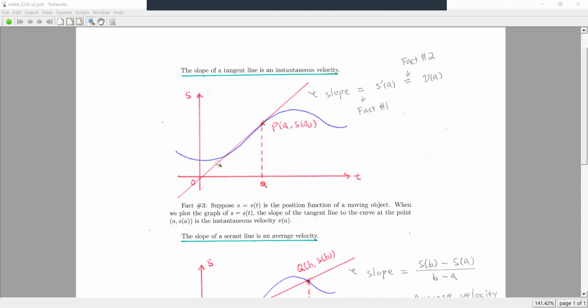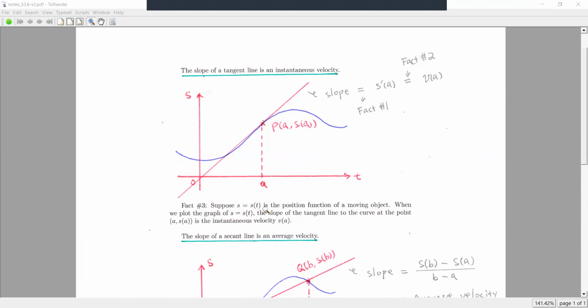At this point, draw a tangent line. Then the slope of this tangent line by fact number 1 is the derivative of the position function at a. By fact number 2, the derivative of the position function at the point a is the instantaneous velocity at a. Therefore, the slope of this tangent line is the instantaneous velocity of the moving object at the time a. Fact number 3.